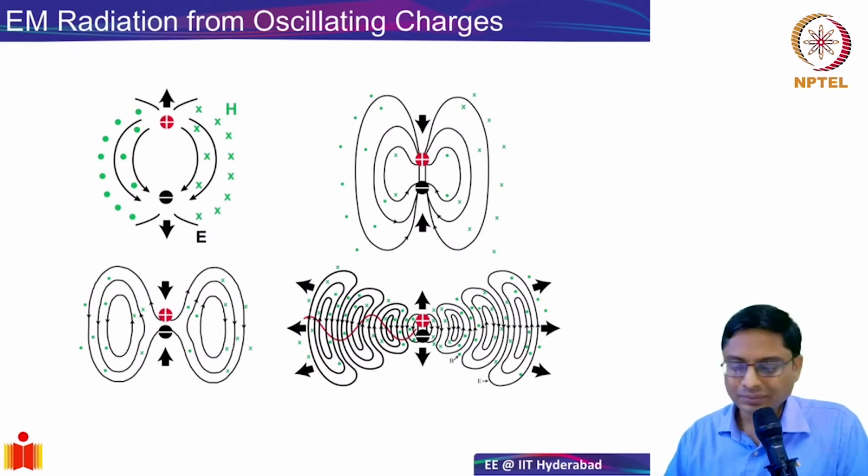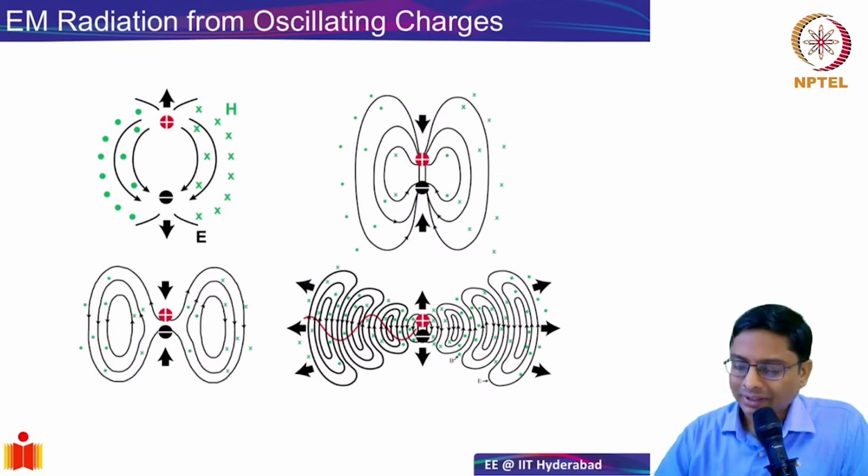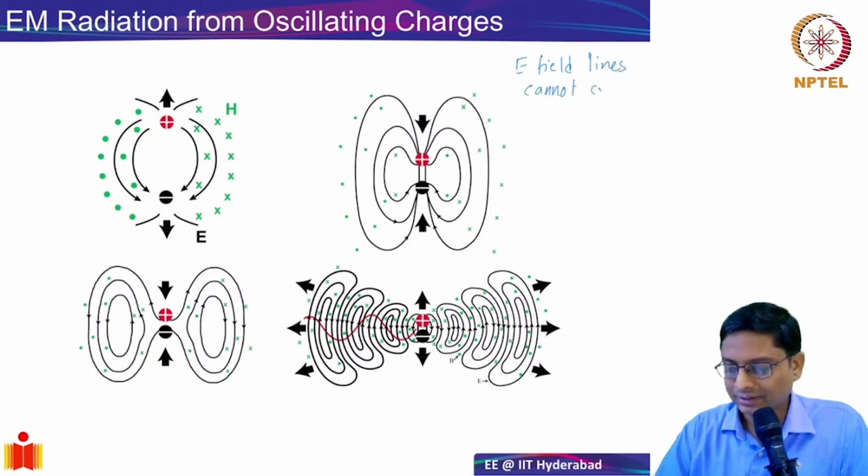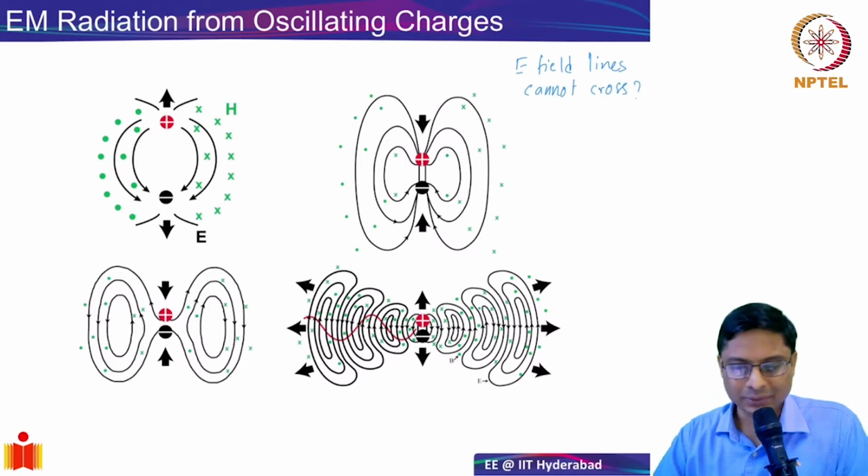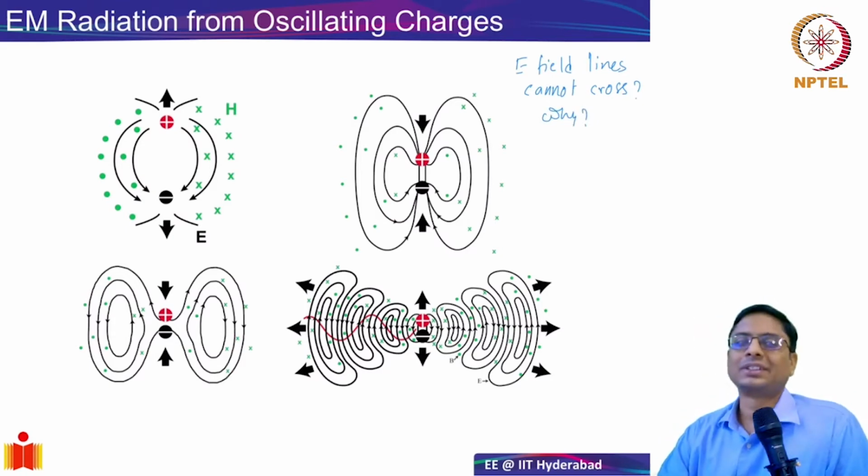The reason for that is, there is a very fundamental principle that the electric field lines, right? E field lines cannot cross. Why can they not cross? Any guesses? So I have some students here. So let me just ask them. Why do you think the electric field lines cannot cross? Any answers?